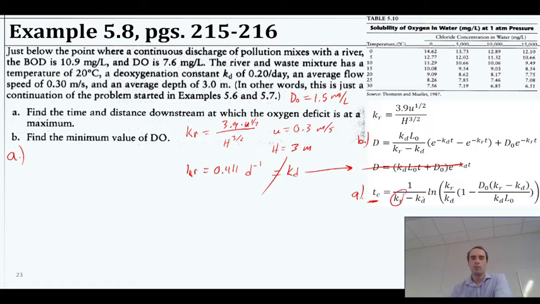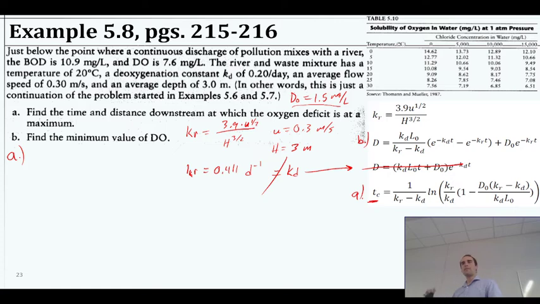We've got Kr because we solved it. We were given Kd. So what remains is the dissolved oxygen initial, which we were given, or well, we solved last time, and L naught. So L naught can be complicated by some calculations. What we're given though is basically what we need. So it says the pollution mixes with a river. The BOD is 10.9 milligrams per liter just after that mixing.